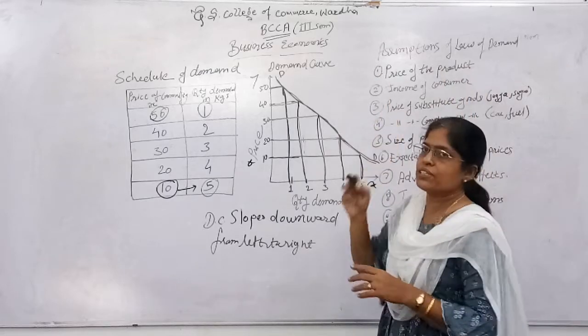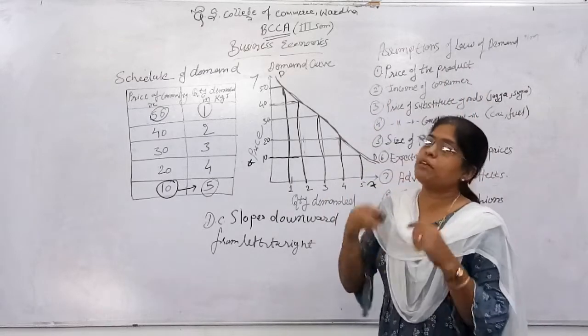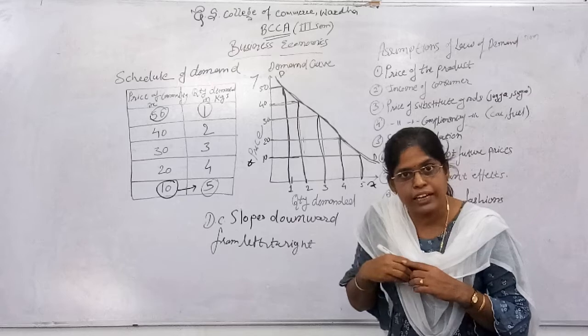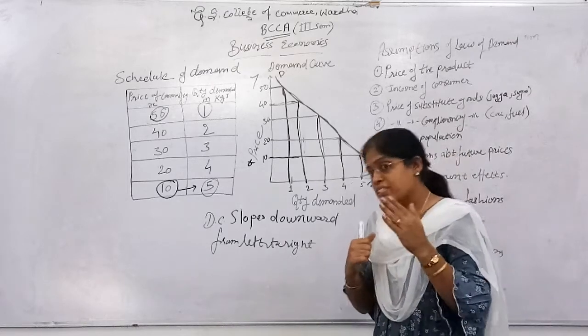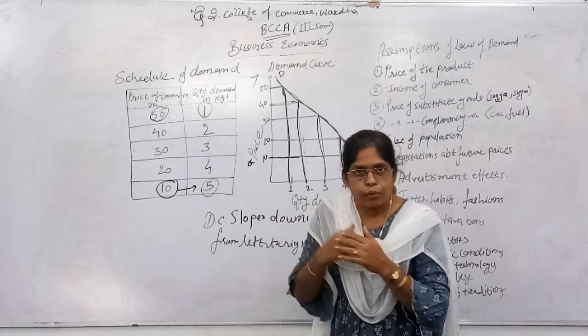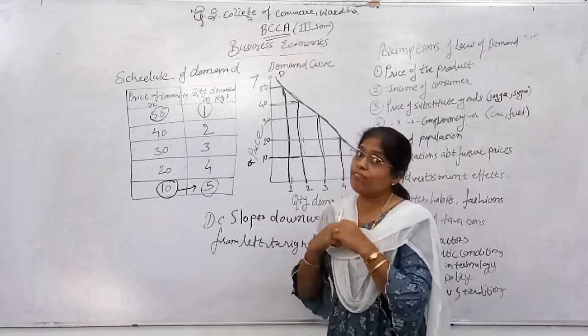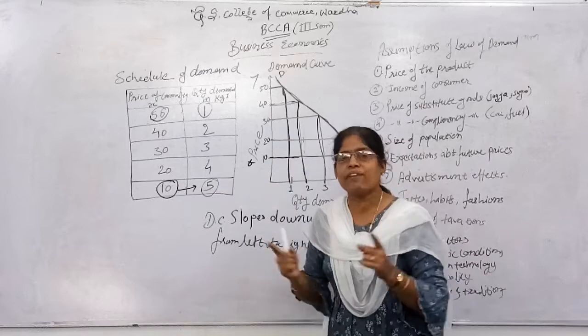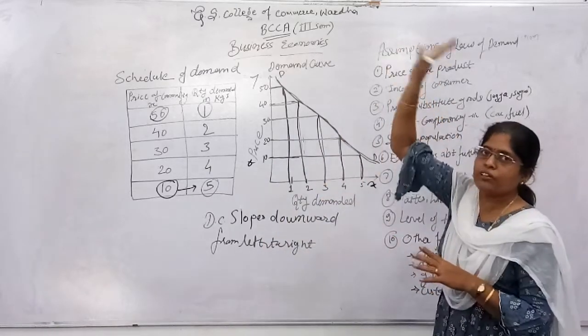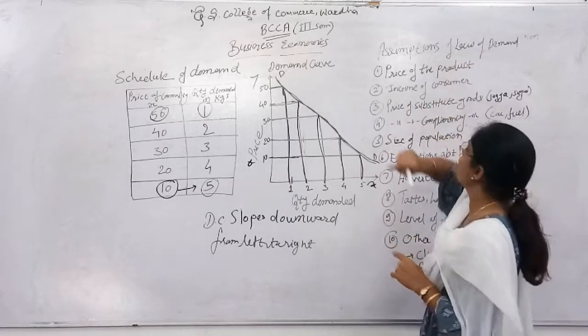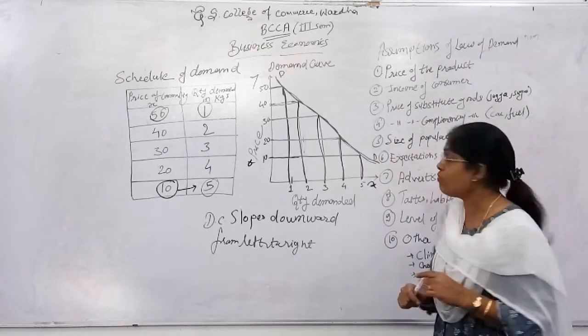How much is the price, whether it is affordable for me, whether my purchasing power allows me to buy that product, whether I have that money available, whether my capacity or ability to buy that product is there or not, whether I am willing to buy the product. Among all these determinants, price is one of the important elements in the assumptions of demand.